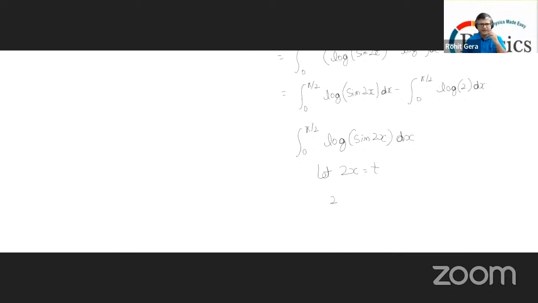Okay. Log sine 2x. Not bad. Now another property: integral of f(x) from 0 to x is equal to the integral of f(t) dt.